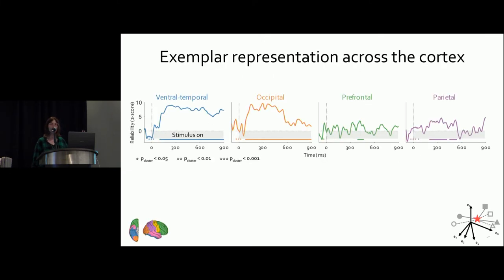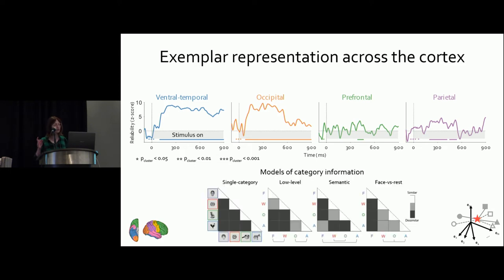So these are results for exemplar representation using this metric. Again, you can see that we found a significant representation in both posterior and in anterior regions, though here the difference between the two is more prominent. Now, in posterior regions, we also get quite sustained information, more so in VT than occipital cortex. Now, this could still be the result of category information conveyed by the dissimilarity structure.